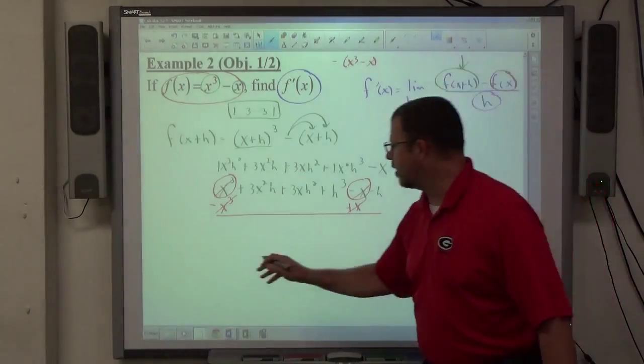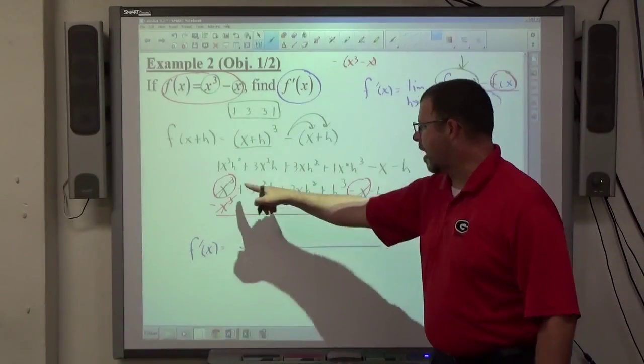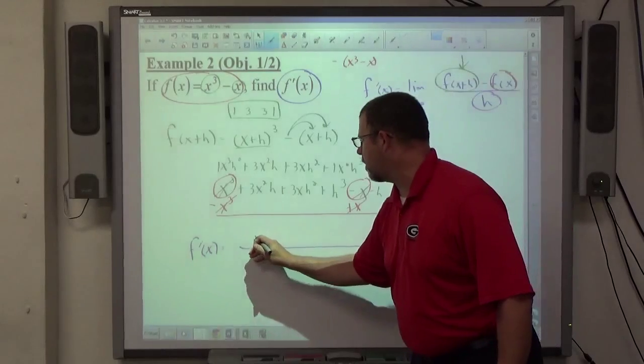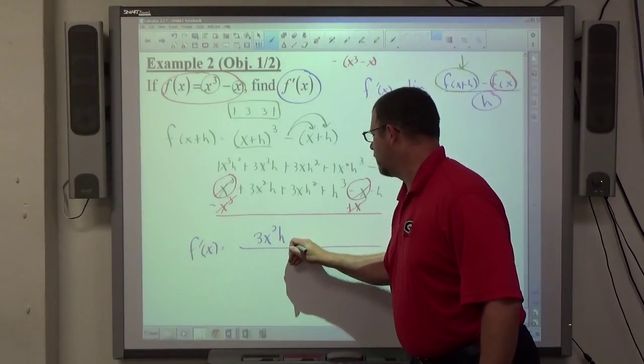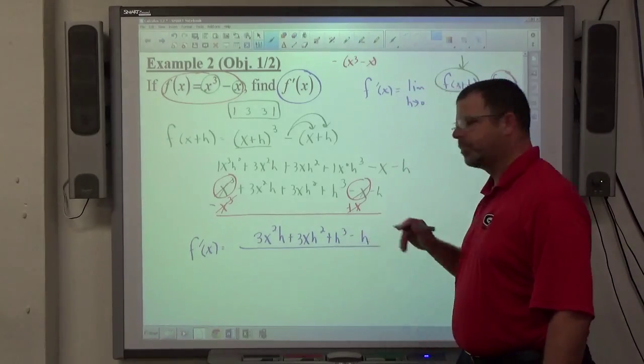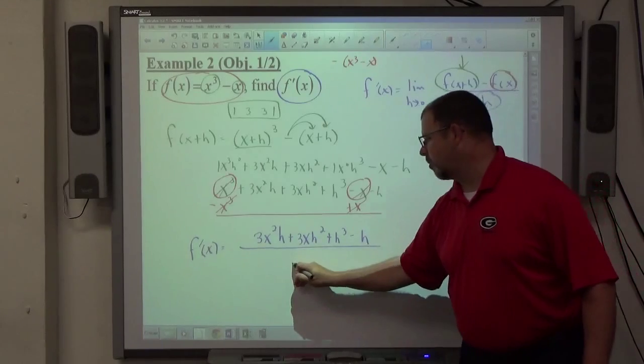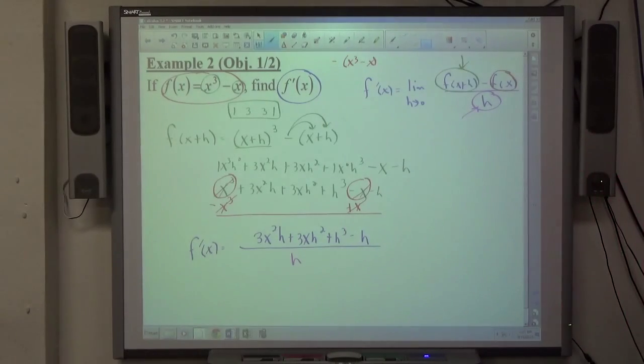So at this point, if I do my f prime of x, I simply put what's left over from f of x plus h minus f of x on top. 3x squared h plus 3xh squared plus h cubed minus h, all over our magical h that's just on the bottom because it's part of the process. Okay? So again, simplify the top.